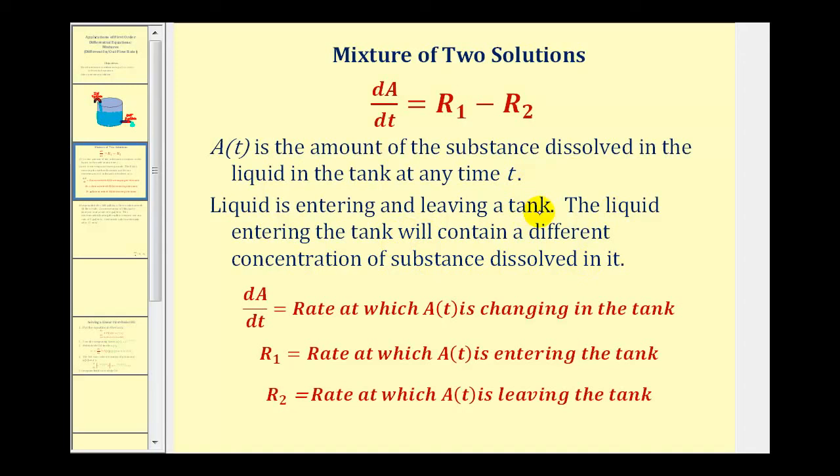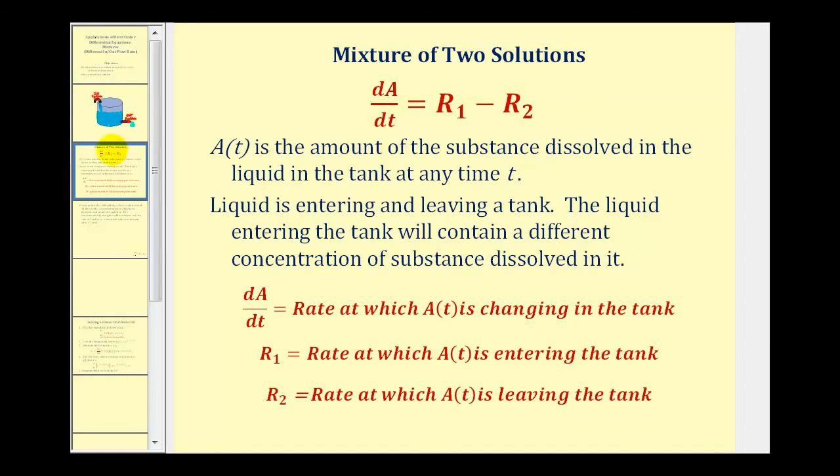So if this is the case, we can model the change of the mixture using the differential equation dA/dt equals r sub 1 minus r sub 2, where dA/dt is the rate at which A of t is changing in the tank, r sub 1 is the rate at which A of t is entering the tank, and r sub 2 is the rate at which A of t is leaving the tank.